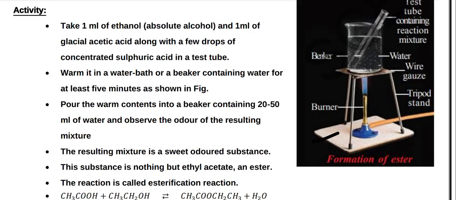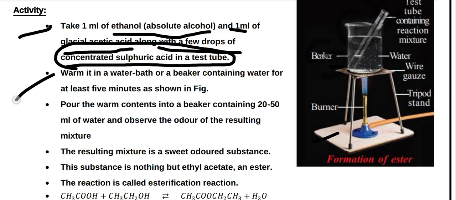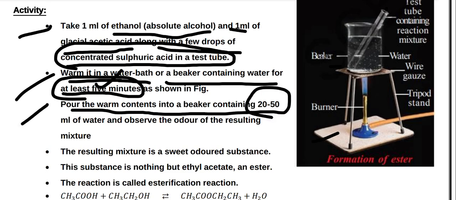You can see the diagram here. Take 1 ml of ethanol, absolute alcohol, and 1 ml of glacial acetic acid along with a few drops of concentrated sulfuric acid in a test tube. Warm it in a water bath or a beaker containing water for at least 5 minutes. So we have to heat the total mixture for how many minutes? 5 minutes. Pour the warm contents into a beaker containing 20 to 50 ml of water and observe the odor of the resulting mixture.